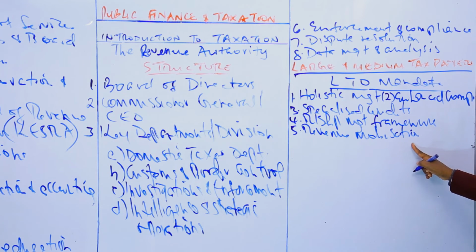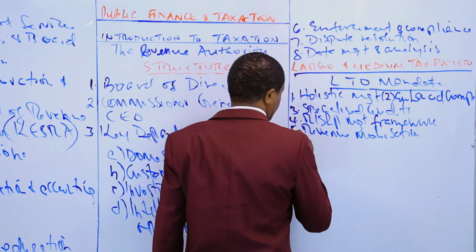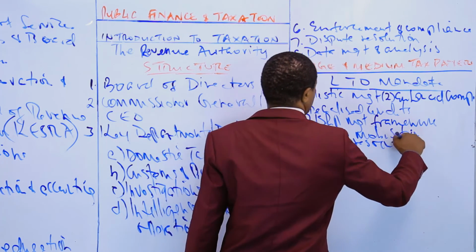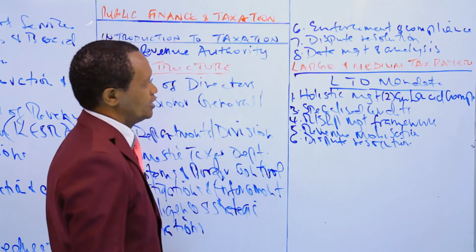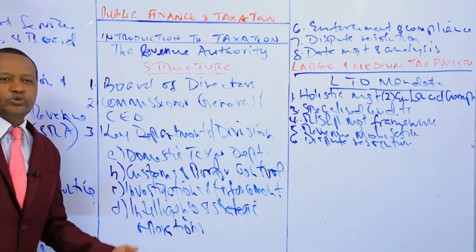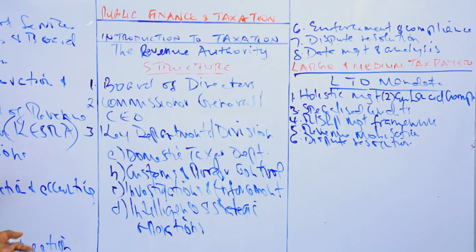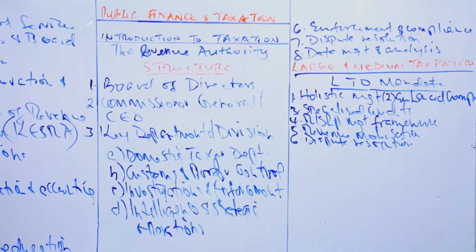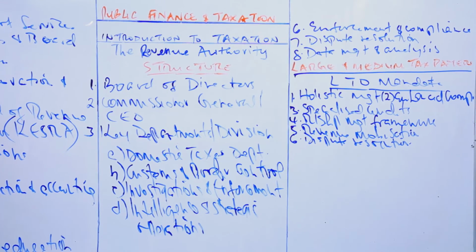We also have dispute resolution. Another mandate is dispute resolution. The Large Taxpayers Office resolves disputes. That means efficiently managing and resolving tax disputes with the large taxpayers.